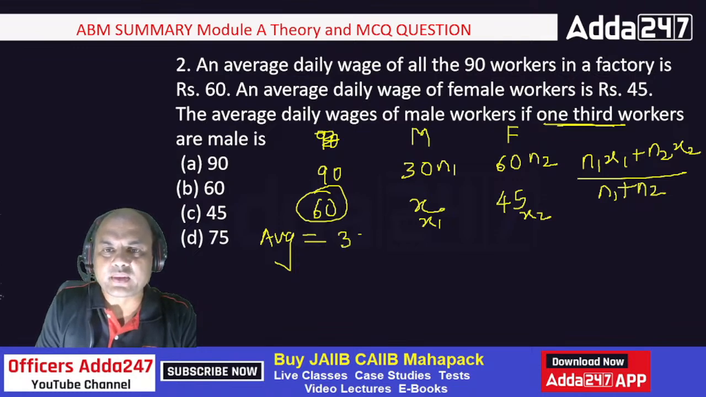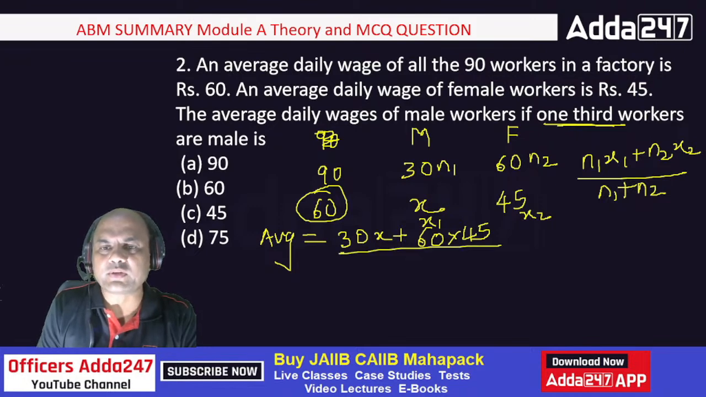30 into X plus 60 into X2. X2 is already given, it means 45. So 60 into 45, the whole upon N1 plus N2, which is 90. The average I also know, that is 60. So 60 equals 30x.